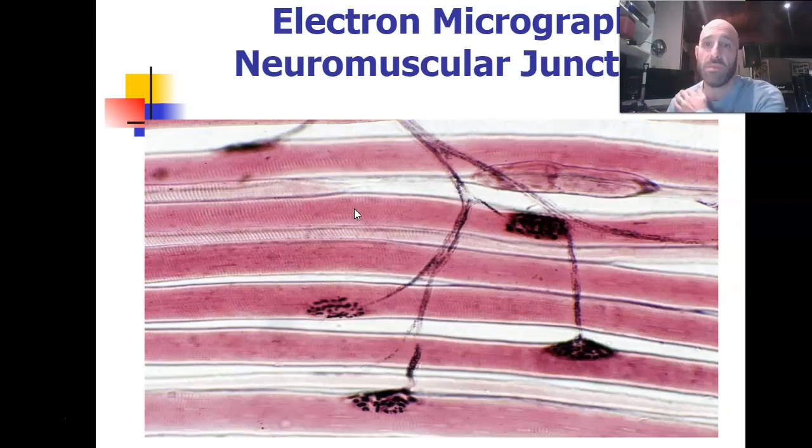But what I also like about this image is you can really see these neurons. So this is a neuron that is branched off. And this is all from the same neuron. So this would be one motor unit because this one neuron is innervating all of these muscle fibers.